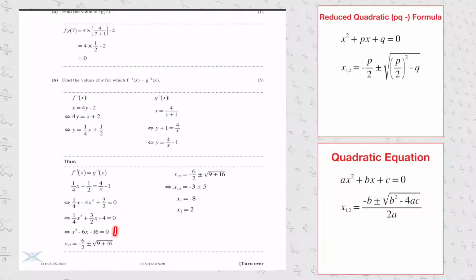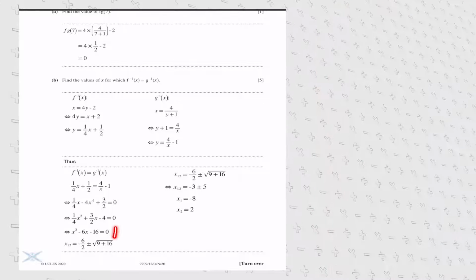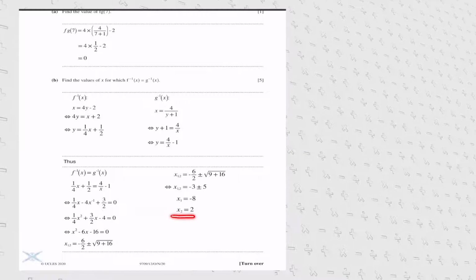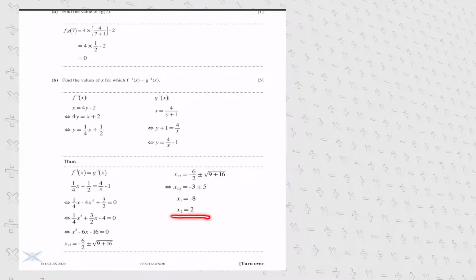Followers of this channel know that I prefer working with the PQ formula and applying either the reduced or the full quadratic formula. We will come to the conclusion that the values for x can either be -8 or +2.